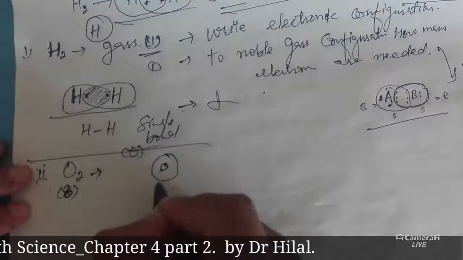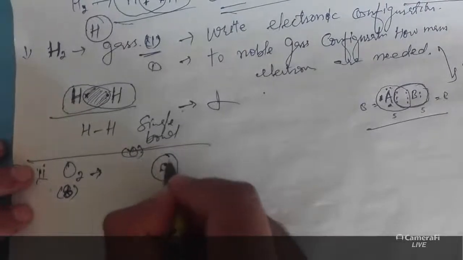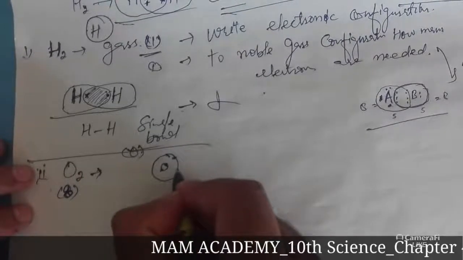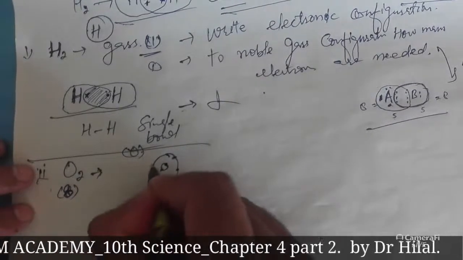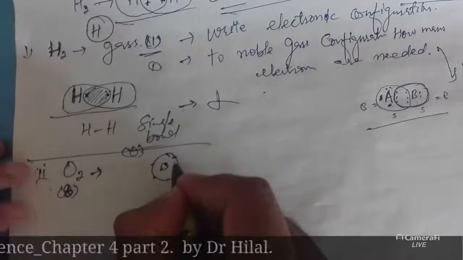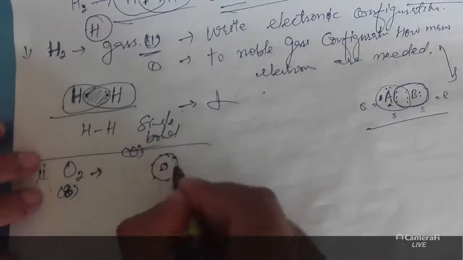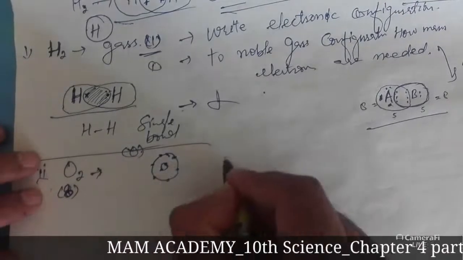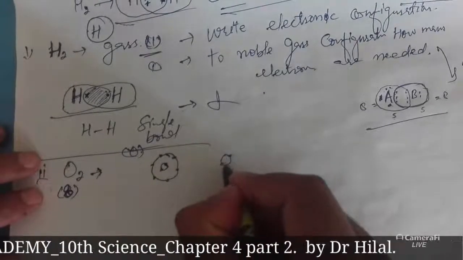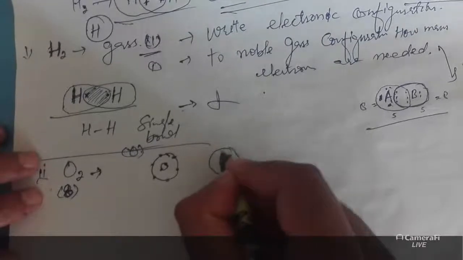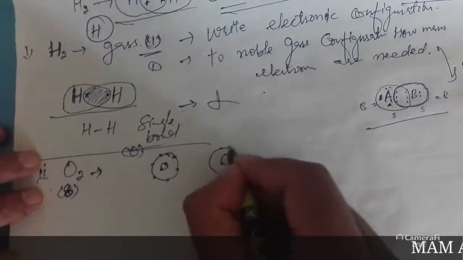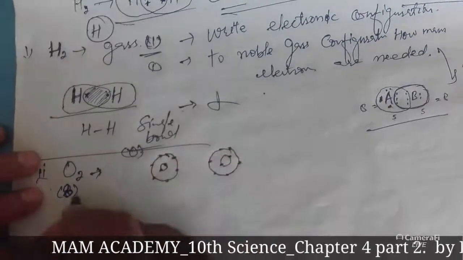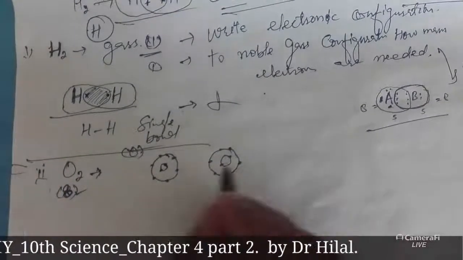Inside there will be 2 electrons as usual. So how many will be left outside? 1 2 3 4 5 6 7 and 8. We have now 8 electrons in it. So for one more oxygen we will draw the same thing: 1 2 3 4 5 6 7 and 8, because the atomic number is 8. So these are the two oxygens.